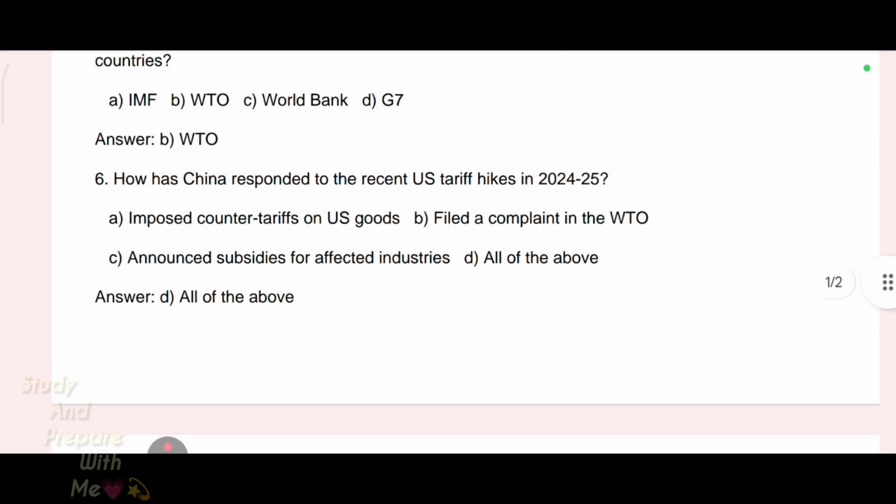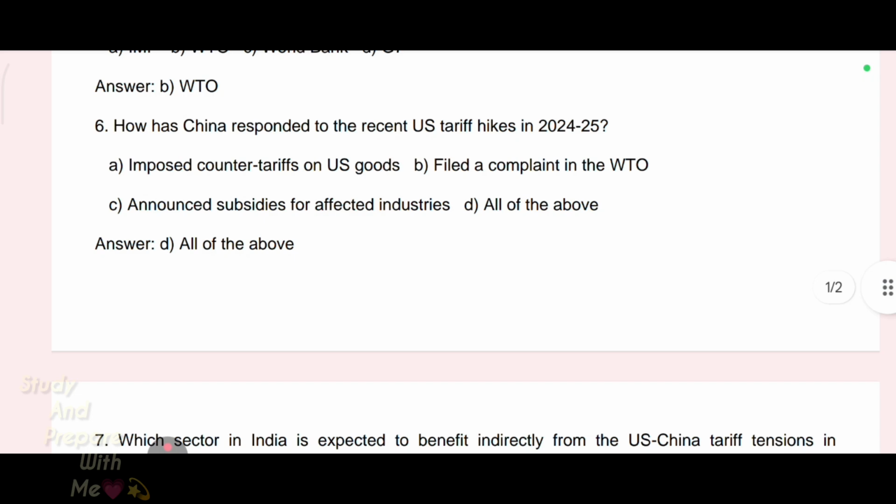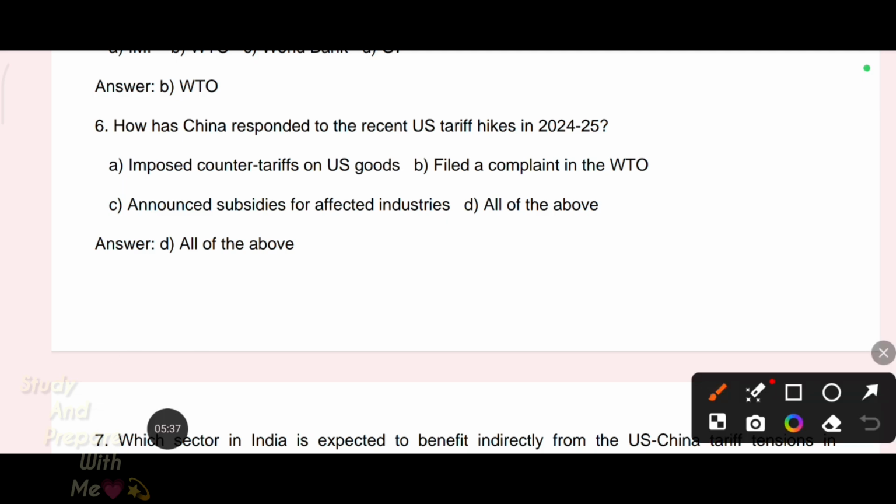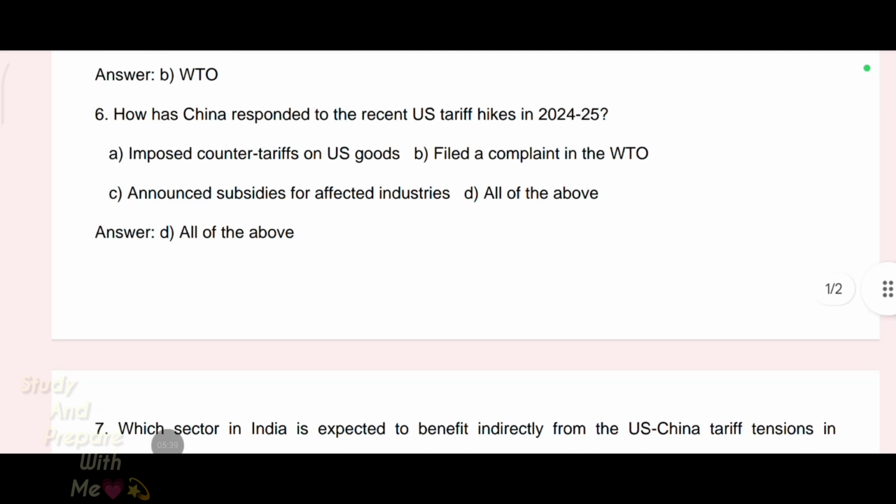How has China responded to the recent US tariff hikes in 2024 to 25? Imposed counter tariffs on US goods, filed a complaint in the WTO, announced subsidies for affected industries, all of the above. Answer is all of the above.